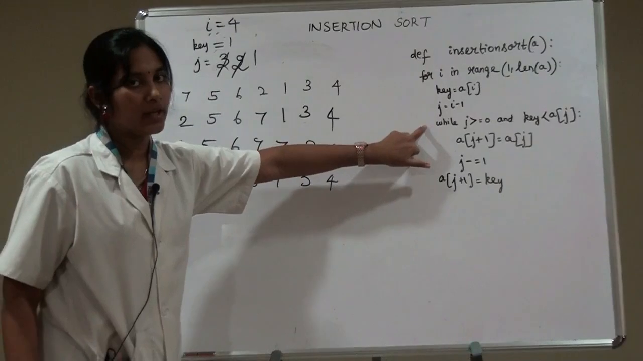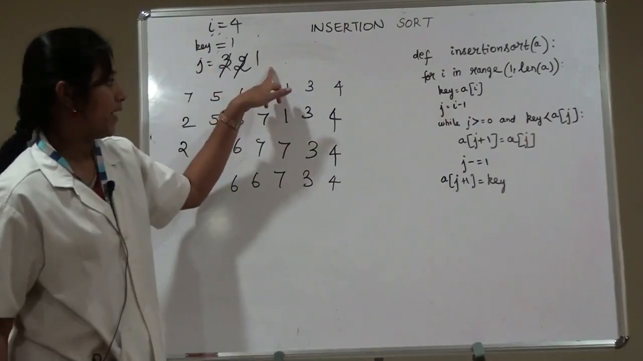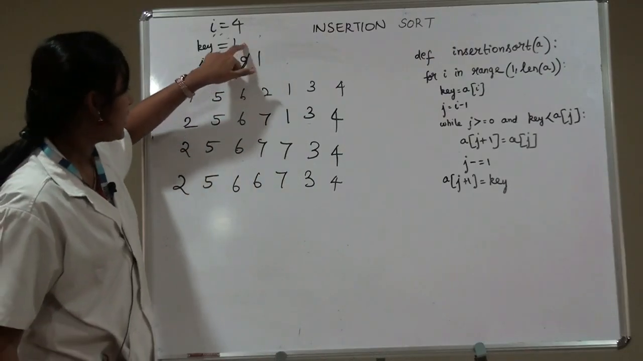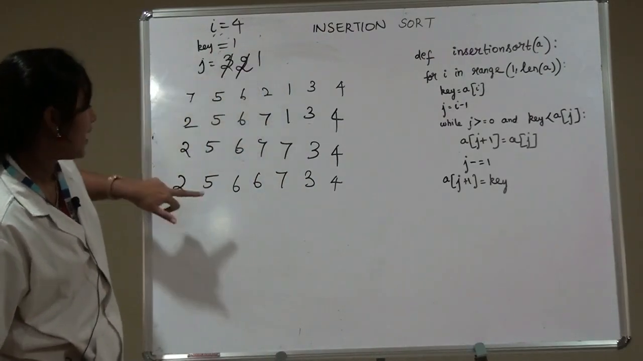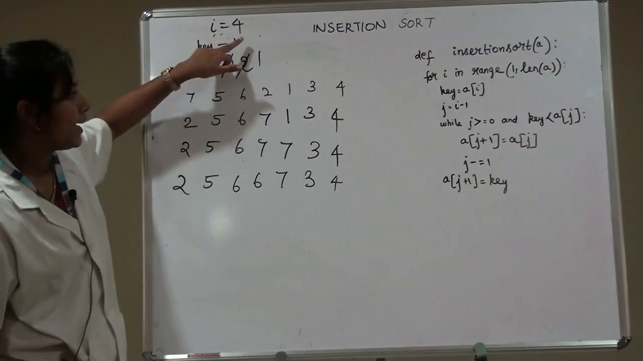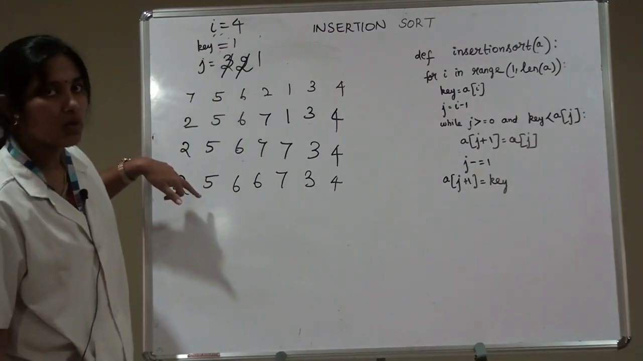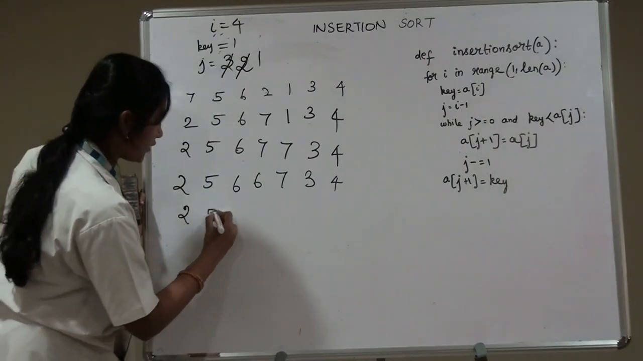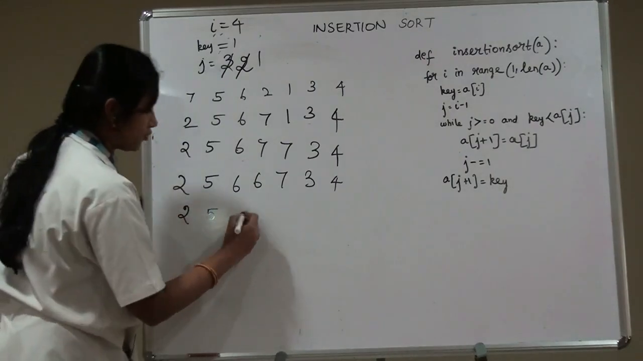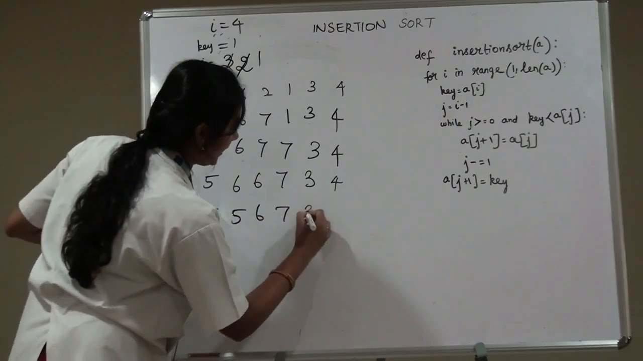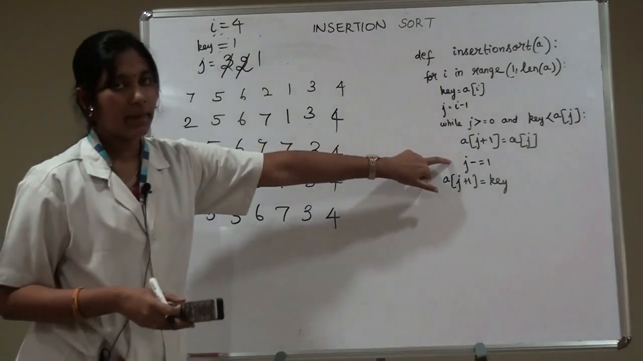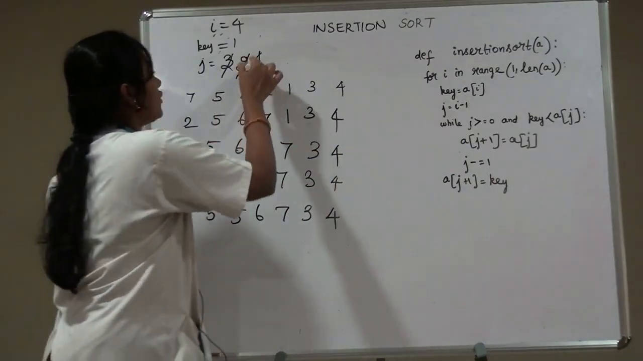J greater than or equal to 0. So j is 1. Condition is satisfied. So what is my key now? 1. I should compare my key with a of 1, which is 5. Again key is less than 5. So condition is satisfied. So what should I do now? I should move my key to the right position. So I will get something like this. Now I have to decrement the j again. So my j will become 0.